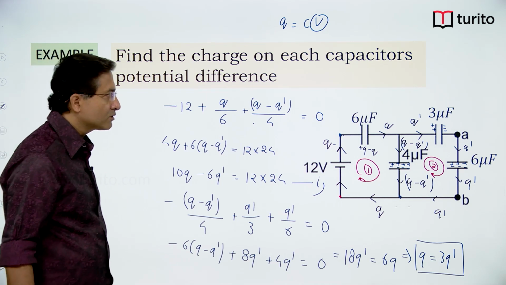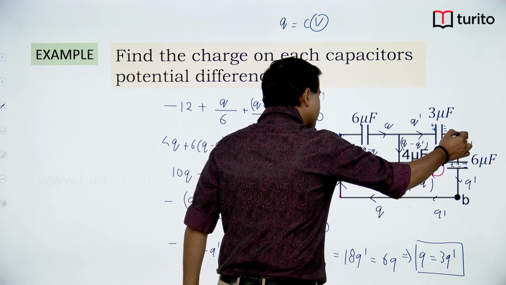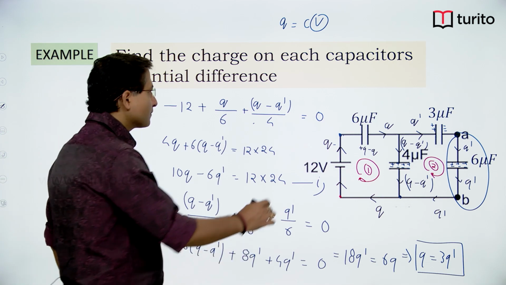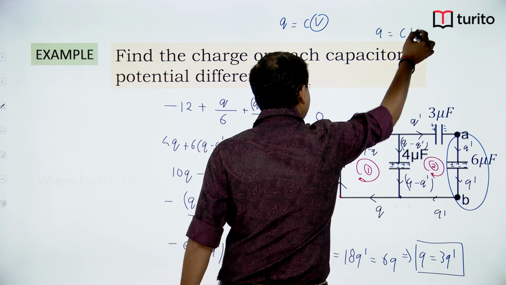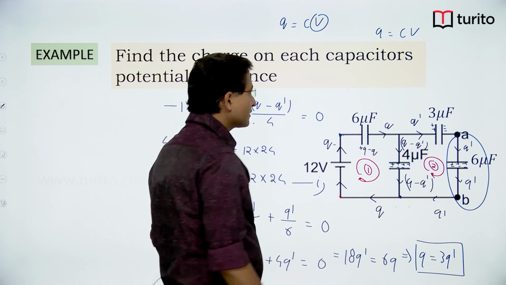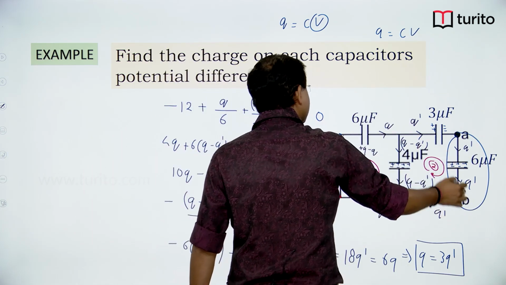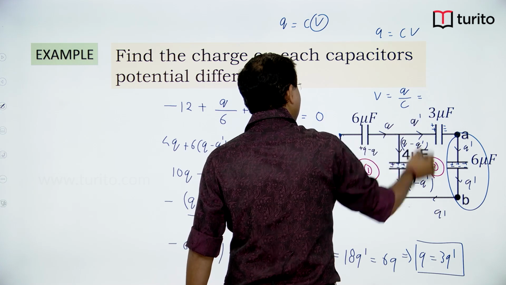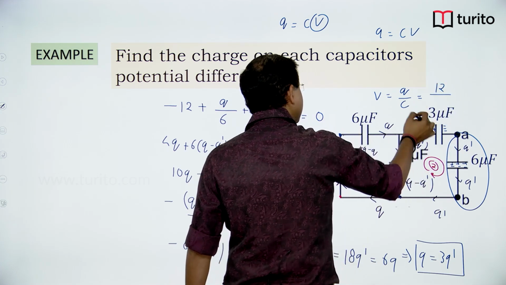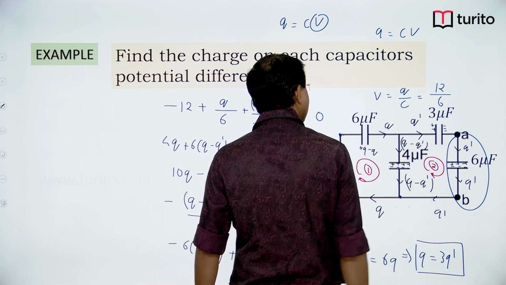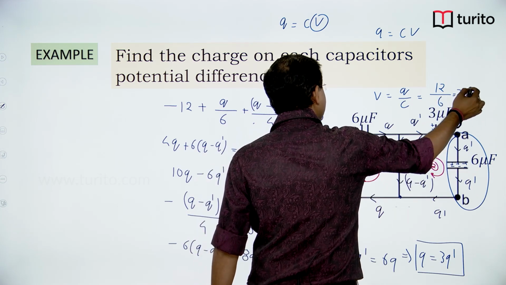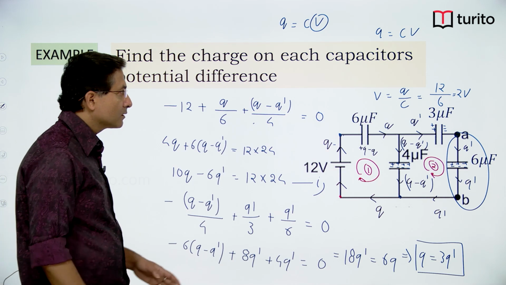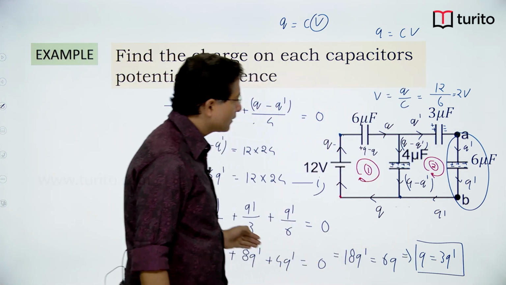Now if you have this q dash, what is the potential difference across this capacitor? Look at this capacitor, the formula is Q equal to CV. I need to find the potential difference across this, that means V is equal to Q by C. Q I got is 12, divided by its capacitance, which is 6, that means I am getting 2 volt. So this is the procedure to solve the circuit.